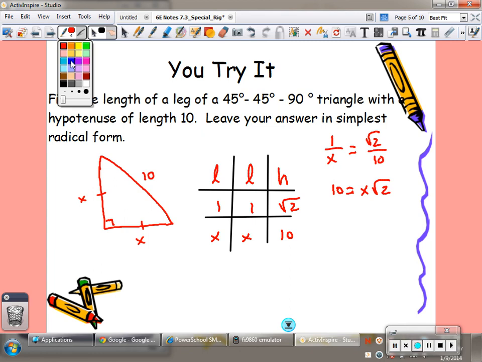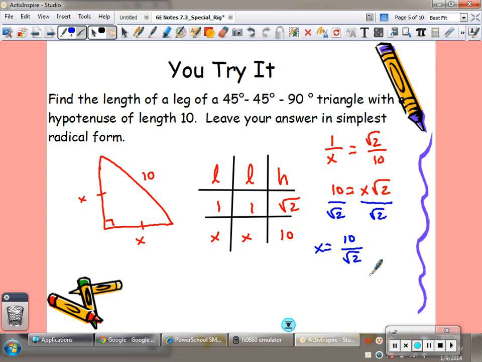Now, earlier this unit, we worked on rationalizing the denominator. We're going to have to do that here because when we divide both sides by square root of 2, we get x equals 10 over the square root of 2. You can't have an answer with a radical in the bottom, so I'm going to multiply this by the square root of 2 over the square root of 2. That's a version of 1. This rationalizes the denominator for me.